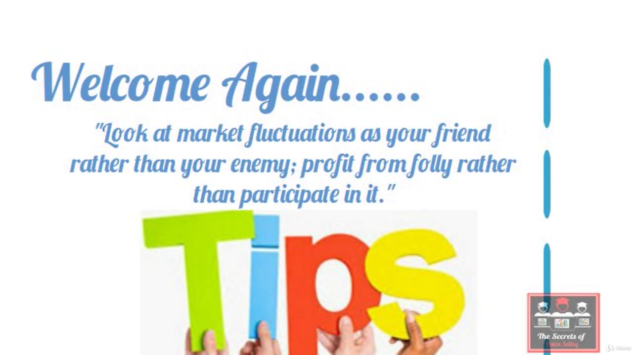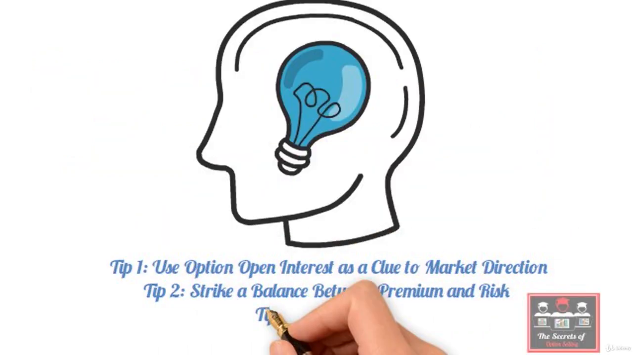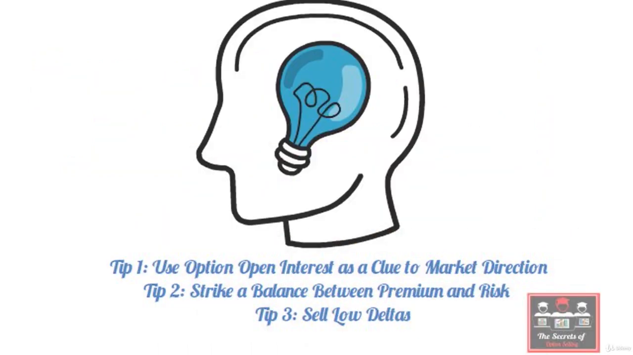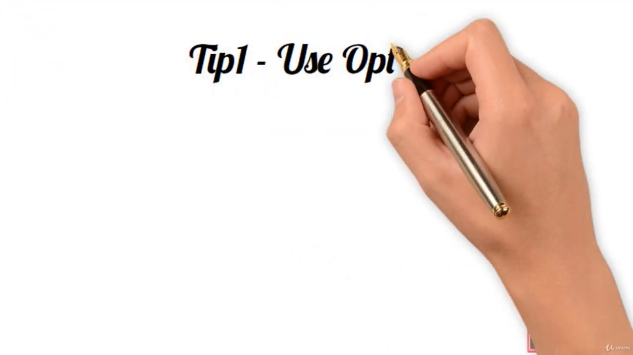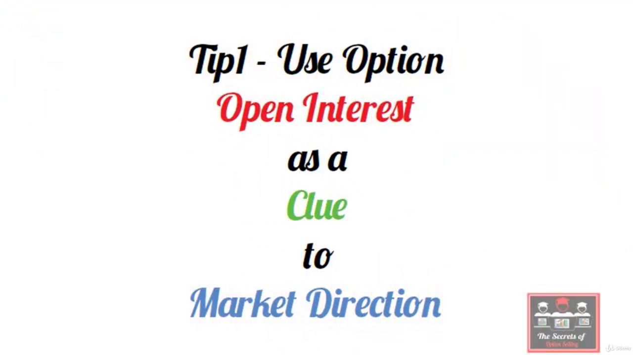Let us directly jump into the useful tips for picking the right options to sell. In this video, we'll look into details of the following tips. Tip number one, use option open interest as a clue to market direction. Tip 2, strike a balance between premium and risk. Tip 3, sell low delta. So let's move to tip 1, that is, use option open interest as a clue to the market direction.